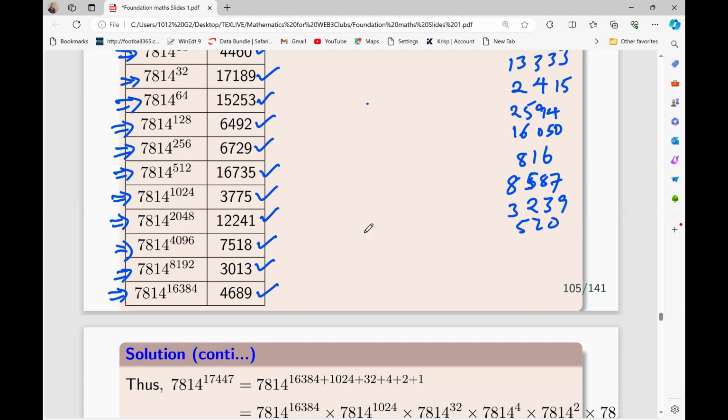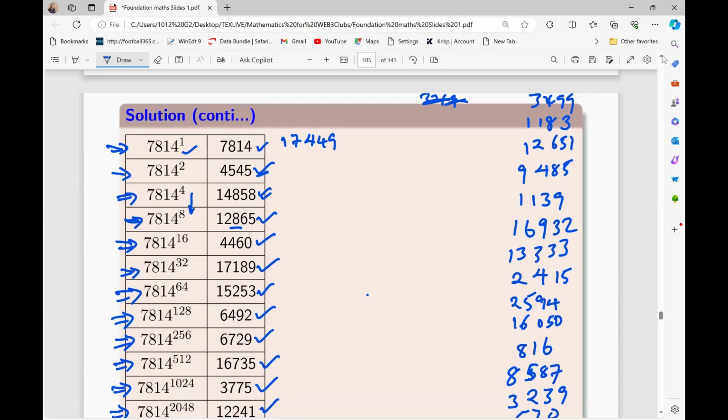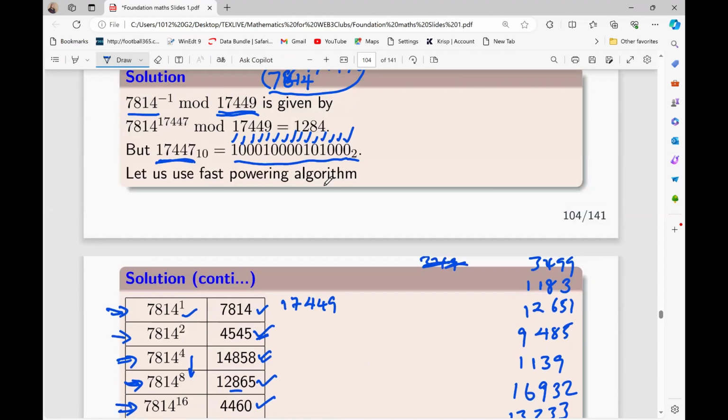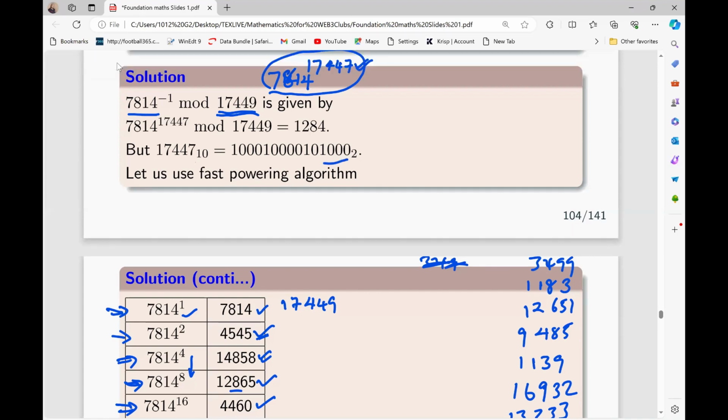The other advantage of that conversion from decimal to binary is that it will tell us which ones we're going to combine. The ones which have ones, beginning from this side.